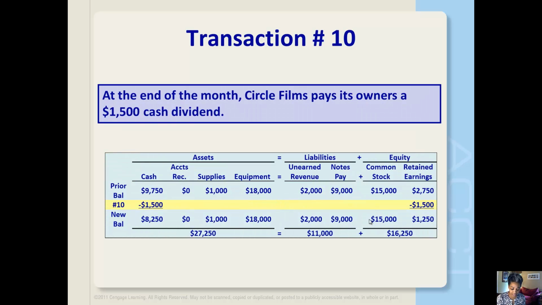In transaction number 10, cash and therefore assets are decreasing because they're paying out that owner's dividend. Payments to a company's owners are called dividends, and remember we talked about that in chapter 1, and so dividends decrease equity, so that means both assets and equity are decreasing.